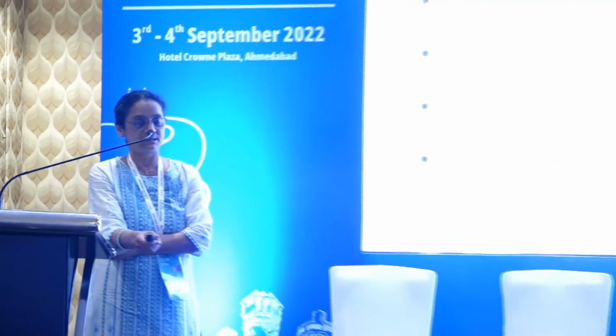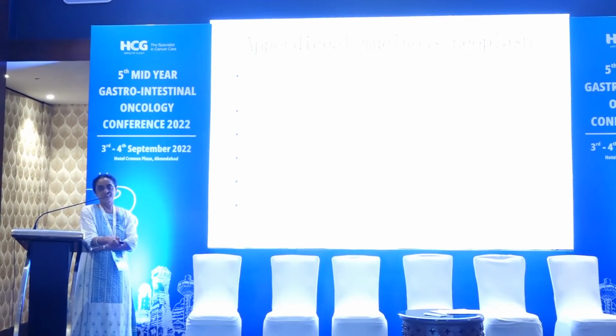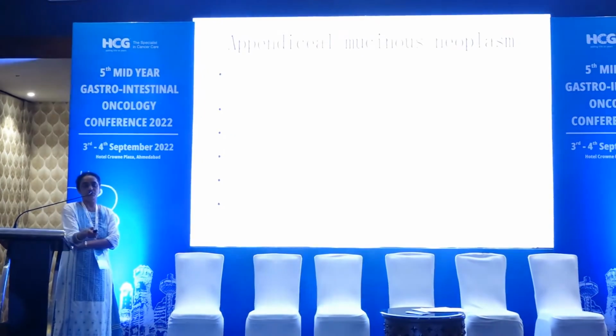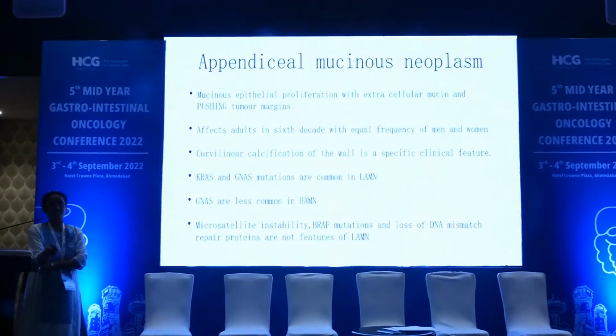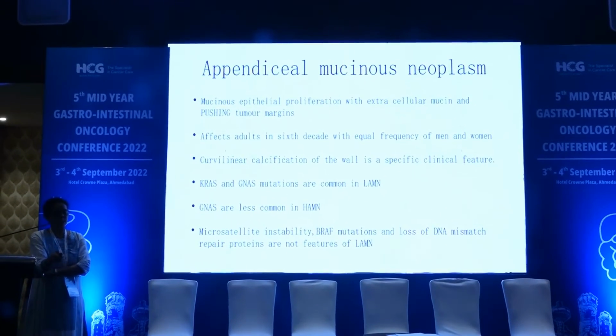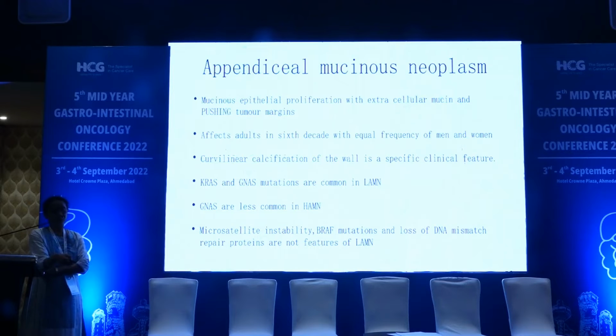Coming to the appendicular mucinous neoplasm, in which everybody's interest lies, by definition, they are proliferation of mucinous epithelium with extracellular mucin, and most important thing is they have pushing margins. So one should always ask the pathologist what kind of a margin the tumor has, and destructive kind of invasion is not allowed in appendiceal mucinous neoplasms. They are associated with KRAS and GNAS mutations. Microsatellite instabilities and BRAF mutations are not seen in that, and on imaging, curvilinear calcification is a specific feature for these type of neoplasms.